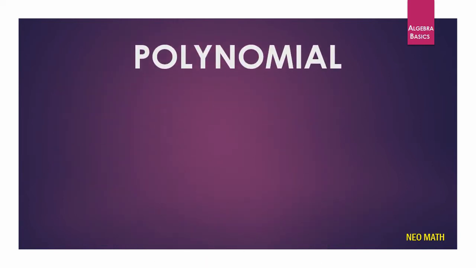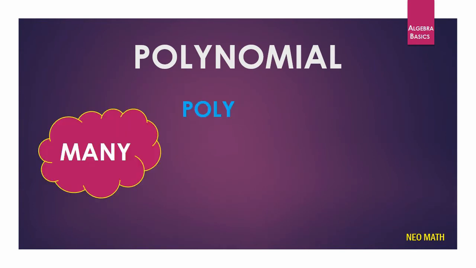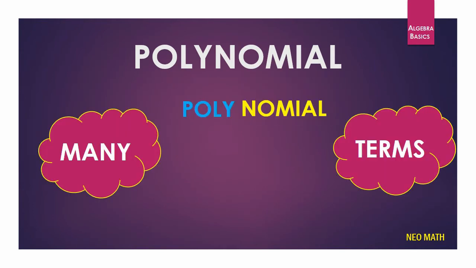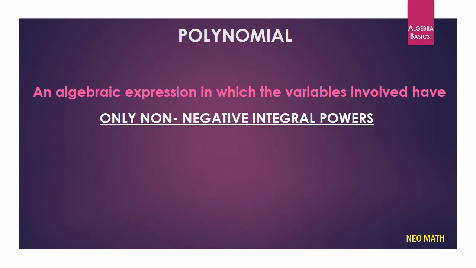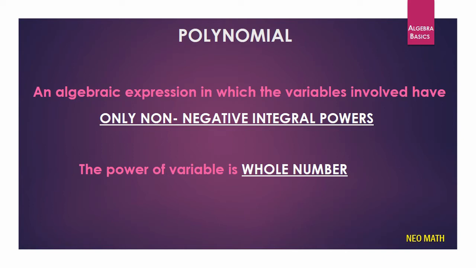So what is polynomial? Poly means many, nomial means terms. So polynomial means many terms. So polynomial is an algebraic expression in which the variables involved have only non-negative integral powers. What is that non-negative integral? It means positive integers, that is whole numbers. So 1, 2, 3 and so on, the set of whole numbers. The power of variable here is a whole number.